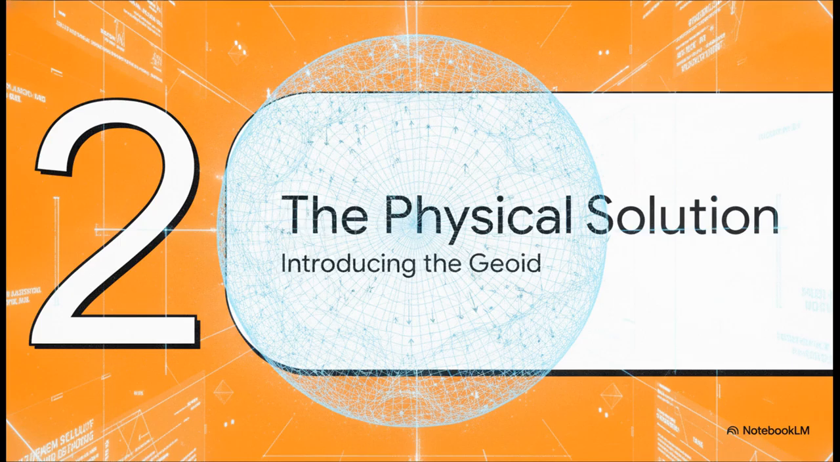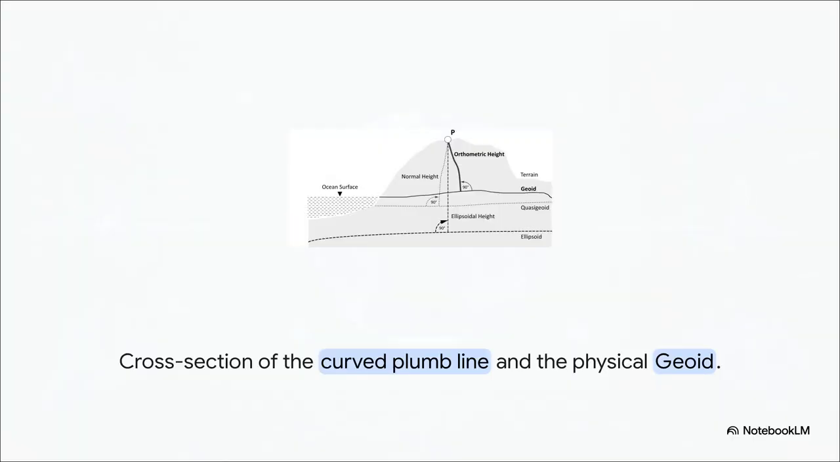Which brings us to our next step, Section 2, the physical solution, introducing the geoid. We clearly need a better way to define up and down on the surface. See, because the mass inside our planet is distributed so unevenly, you've got really dense rock here, lighter material over there, gravity actually pulls in slightly different directions depending on exactly where you stand. The natural plumb line isn't perfectly straight.